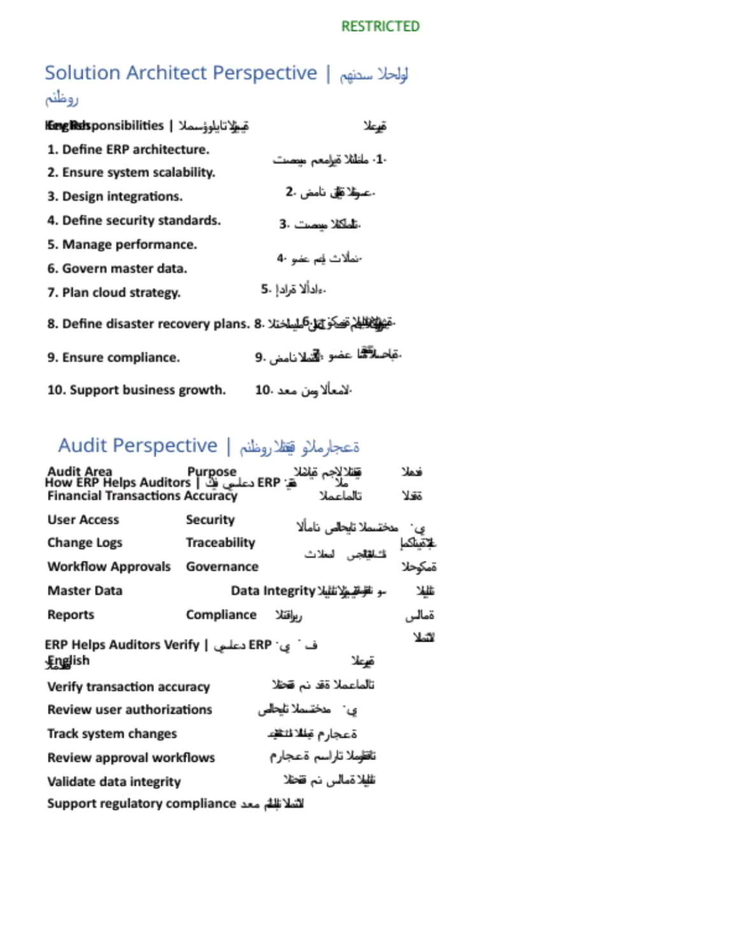When it comes to regulatory compliance, ERP systems play a crucial role in helping auditors verify transaction accuracy, review user authorizations, and track system changes. They provide clear audit trails, validate data integrity, and support approval workflows. From an audit perspective, ERP ensures financial transactions are accurate, controls are in place, and data is governed properly. On the solution architect side, defining system architecture, security standards, and scalability are key responsibilities to support compliance and business growth. This slide shows how ERP bridges both audit needs and technical design.